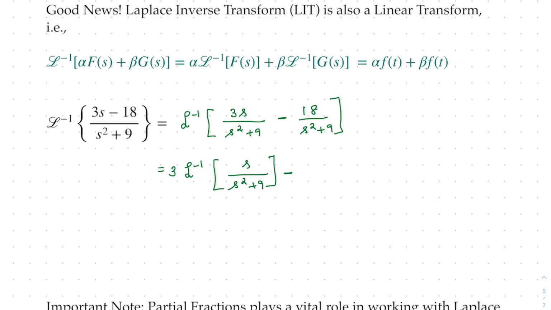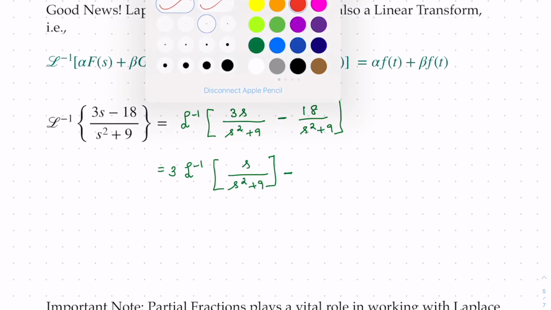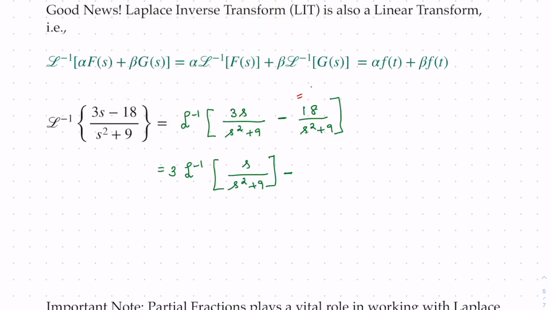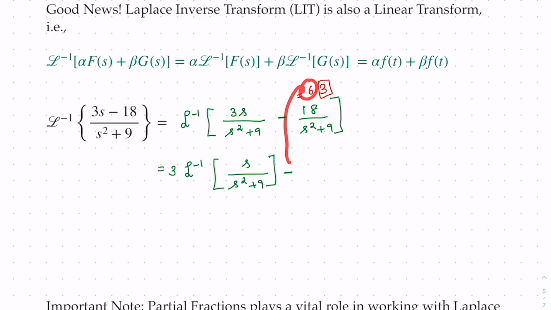And then minus, this is where I need to be careful. I have 9 here, right? So which means I want the square root of 9 over there. I want the 3 here, but I don't have a 3, but I have 18. So what I'm going to do is rewrite this 18 as 6 times 3. So I'm going to keep the 3 here and pull out the 6 outside. So when I do that, this would be 6 times Laplace inverse of 3 over s squared plus 9.